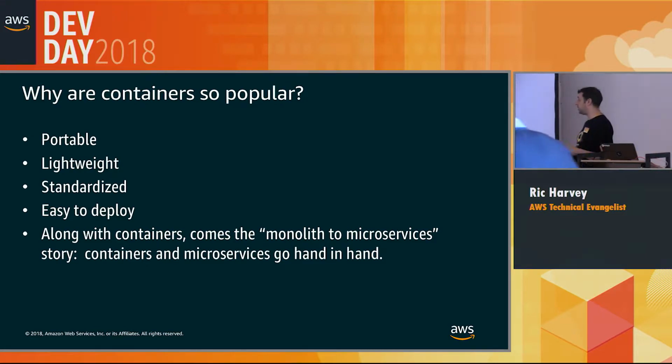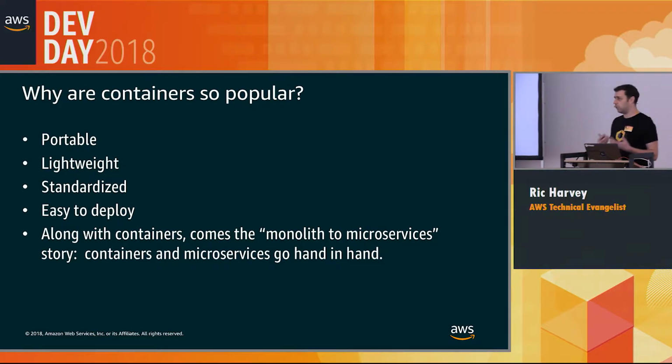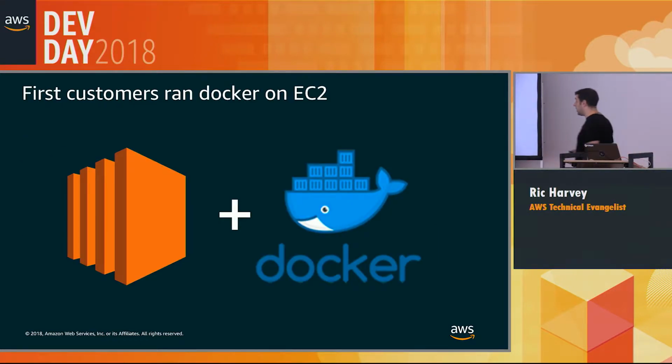And with that, you get this magic: microservices go hand in hand with containers. You get one automatically through the other because you have to architect that way if you're going to do it properly. So let's have a look.